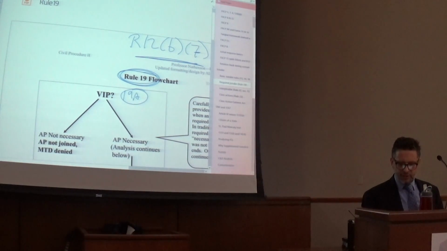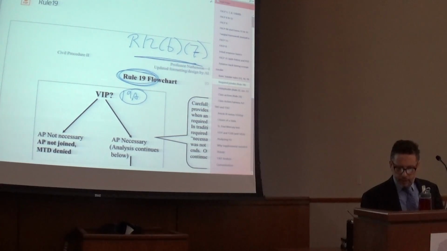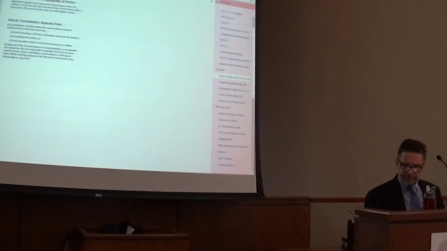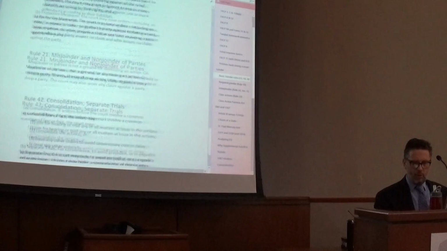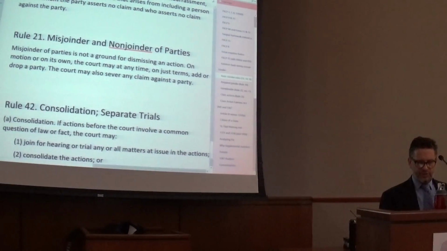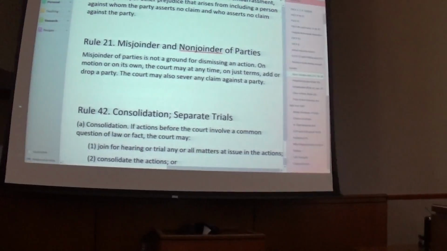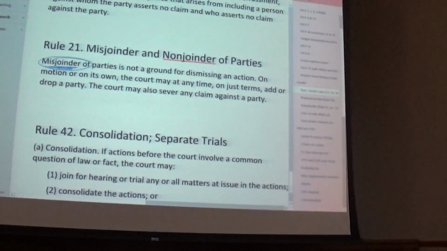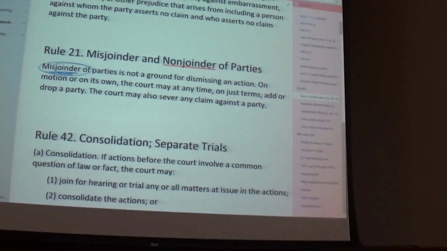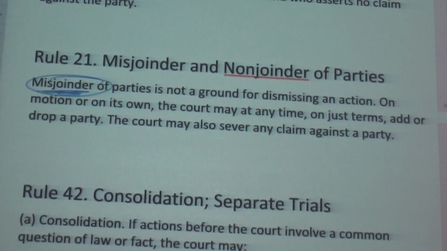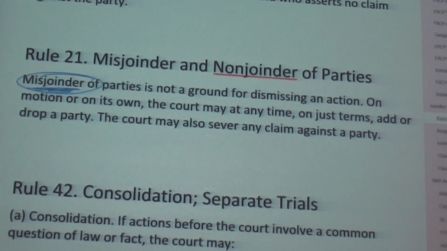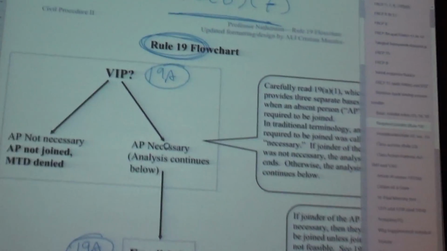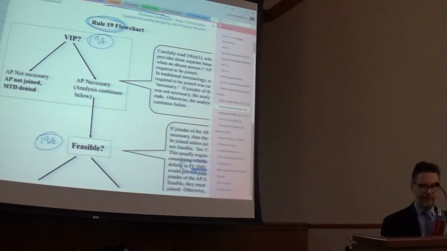Let's talk very briefly about some of the other rules. A couple worth noting. Rule 21 notes the distinction between misjoinder and non-joinder. Misjoinder means that you join somebody when they shouldn't have been joined. For example, my hypo where P sues D1 for copyright and sues D2 for negligence. That's not non-joinder, that's misjoinder. Non-joinder is when we have a problem under Rule 19, right? That somebody wasn't joined, but they should have been.